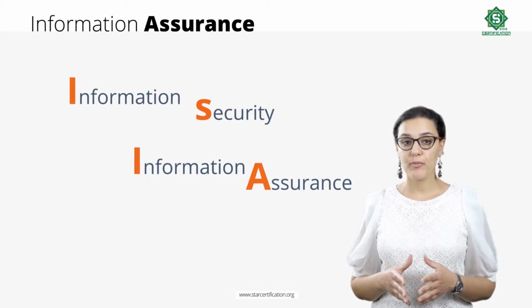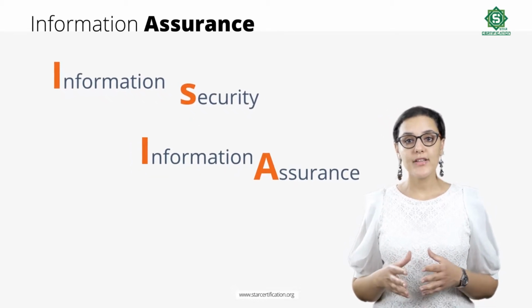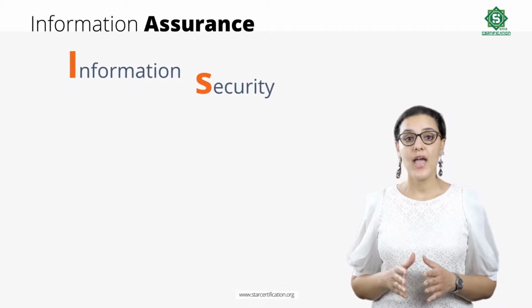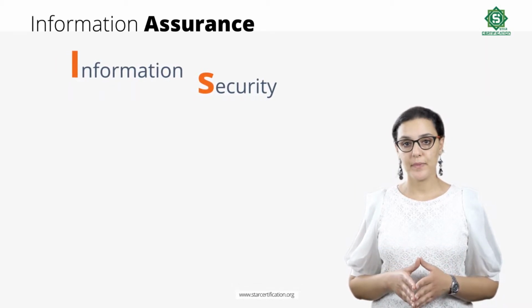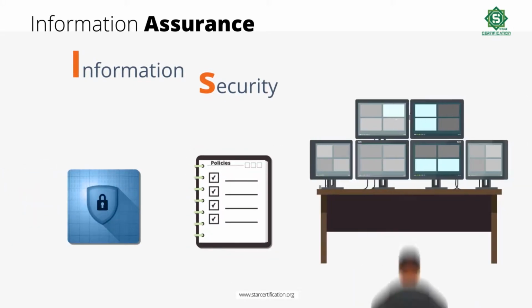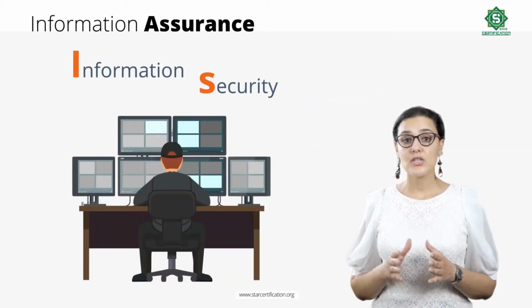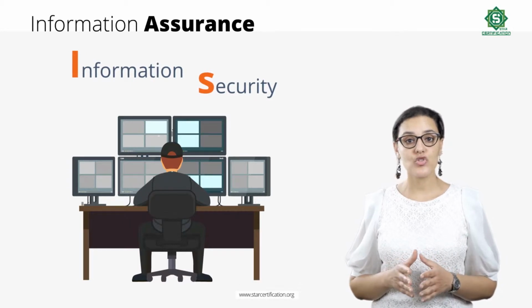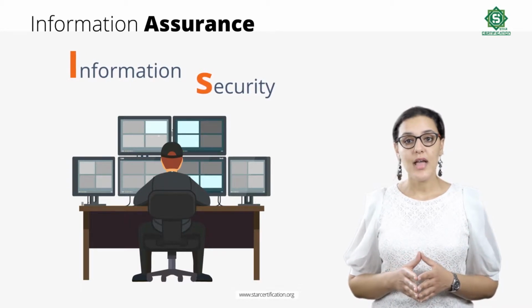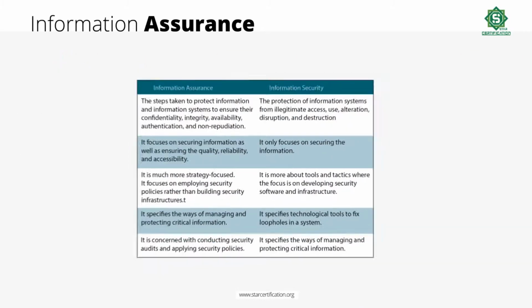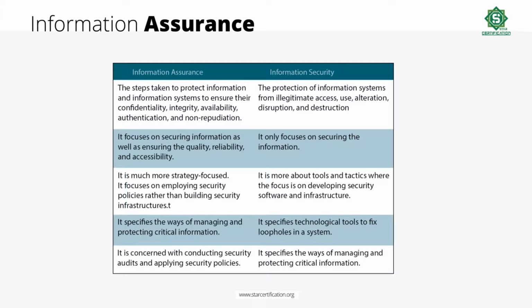Information assurance and information security are two interchangeably used terms, but information security can be thought of as a large subset of IA. Information security uses security methods, policies, and processes to secure information. It only focuses on securing the information, but information assurance ensures quality, reliability, and accessibility in addition to security of the information. The table lists the differences between information assurance and information security.